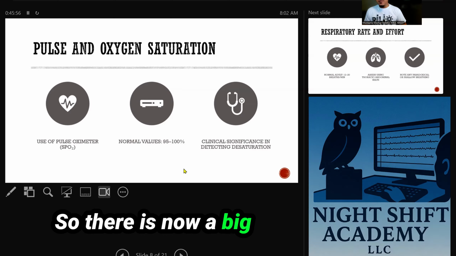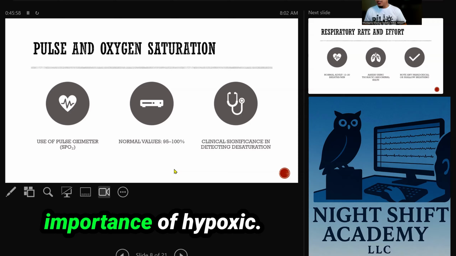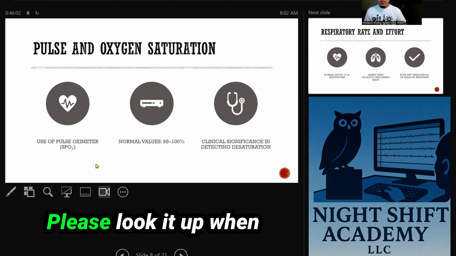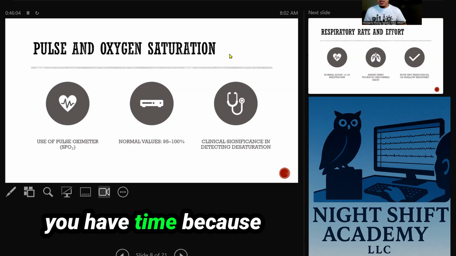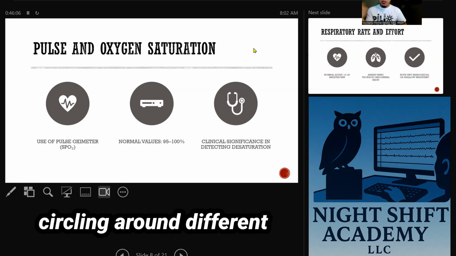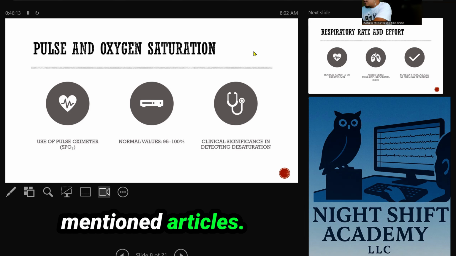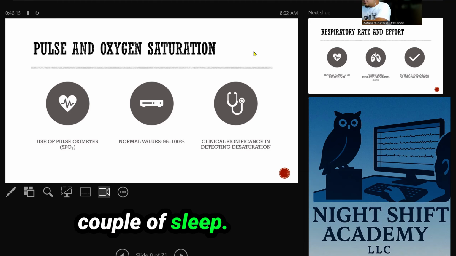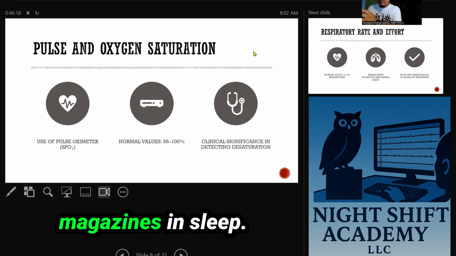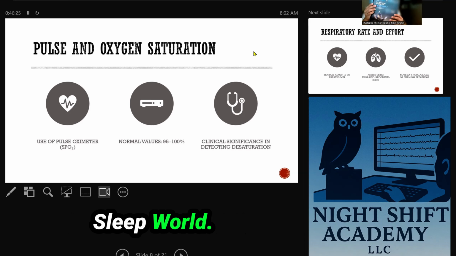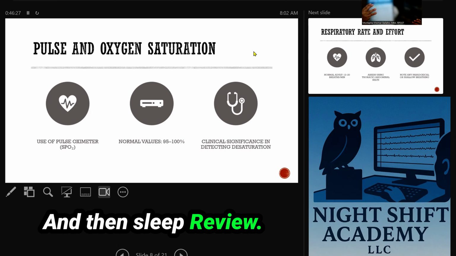So there is now big discussion on the importance of hypoxic burden. Hypoxic burden. Please look it up when you have time, because it's been a discussion circling around different conferences and articles in sleep. Oh, by the way, I mentioned articles. Let me plug in a couple of sleep magazines. These are some of the magazines in sleep. No, that's blurry. Sleep World and then Sleep Review.